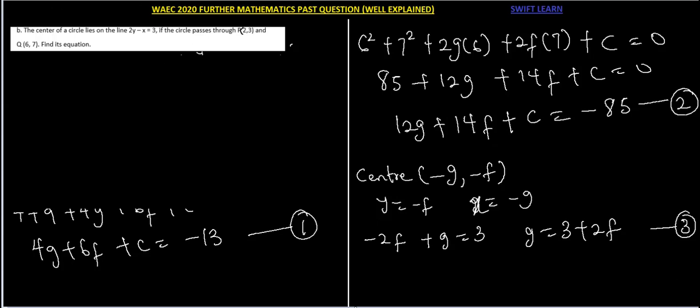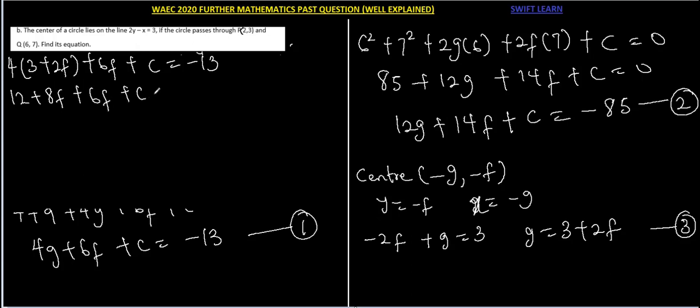Okay, so are we good to go? Now wherever we see g, we'll put this. So there is g here, that's 4 brackets 3 plus 2f plus 6f plus c equals to minus 13. So 4 plus this is 12 plus 8f plus 6f plus c equals to minus 13. So 8f plus 6f is 14f plus c equals to minus 25.